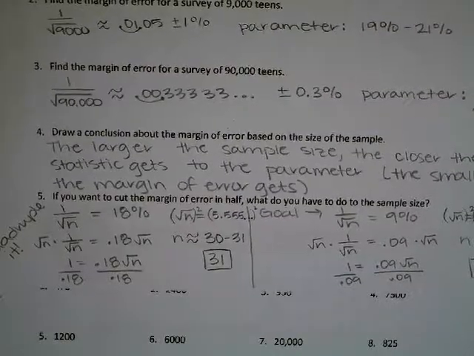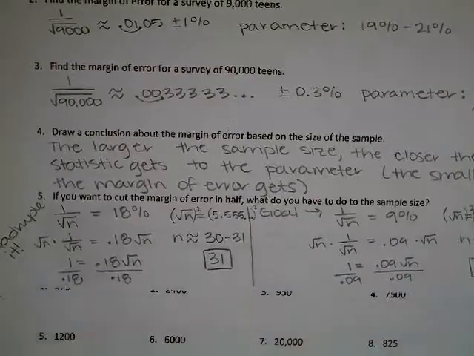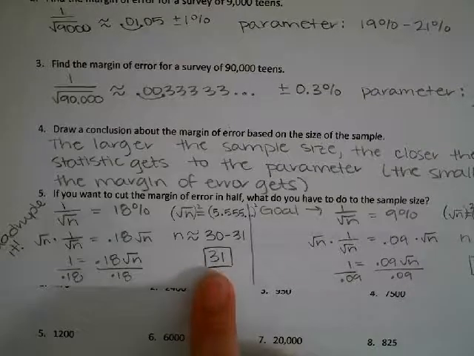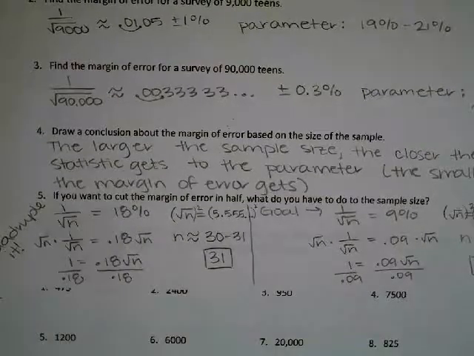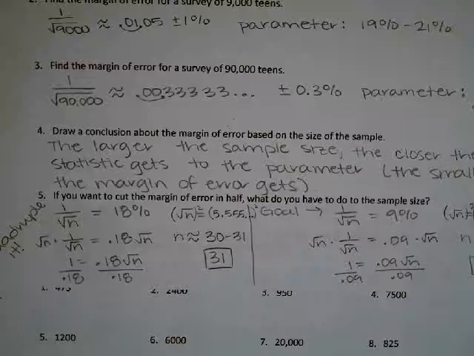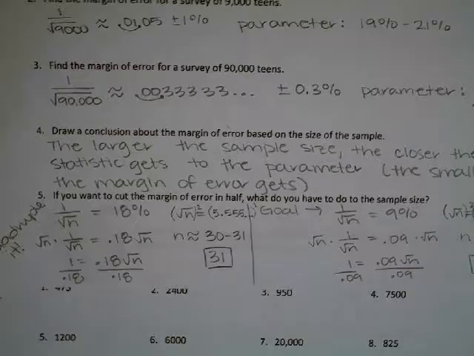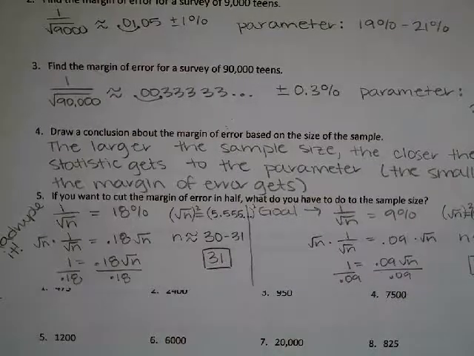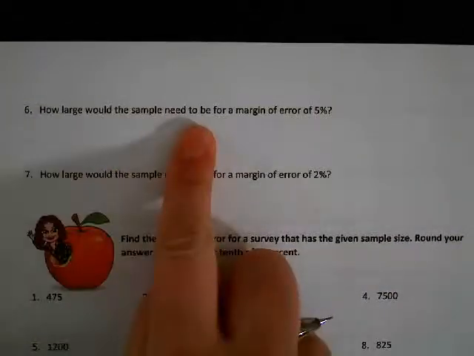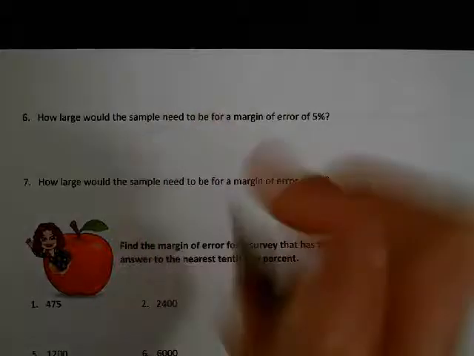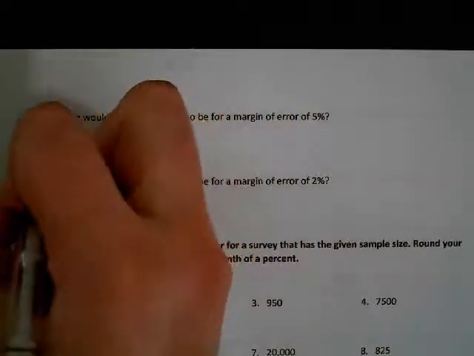But maybe it was really hard to track down 30 people, so it costs time and money and that sort of thing to be able to talk with people, depending on the context and the situation, what it is that you're trying to survey. So how large would a sample need to be for a margin of error to be 5%? So here we are solving 1 over square root n equals 5%.